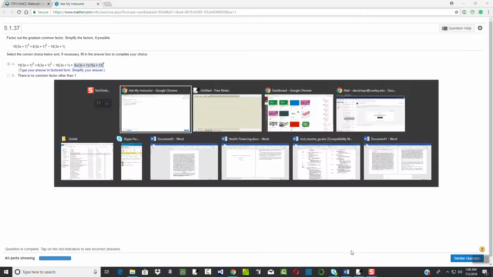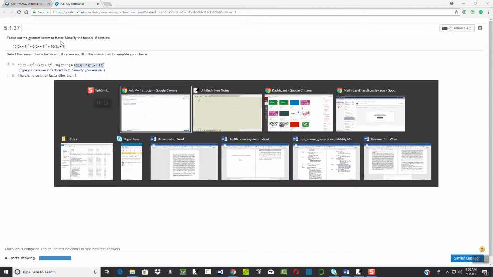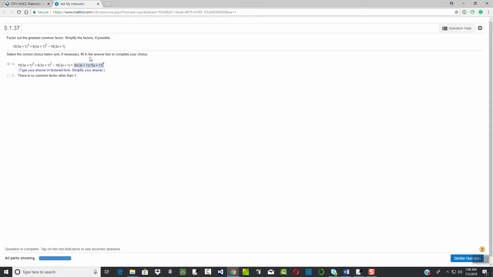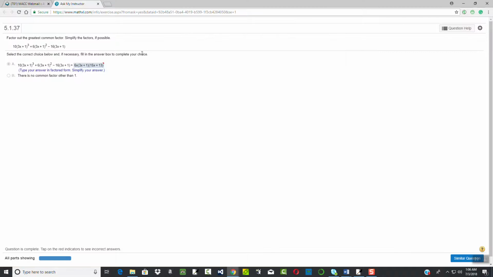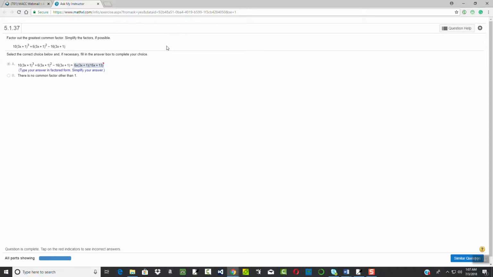Let's take a look at this problem. We've got 10 times (3x plus 1) cubed, plus 6 times (3x plus 1) squared, minus 16 times (3x plus 1). Factor out the greatest common factor, and simplify the factors if possible.